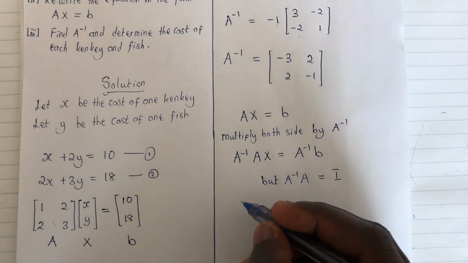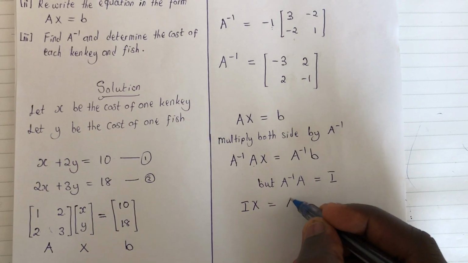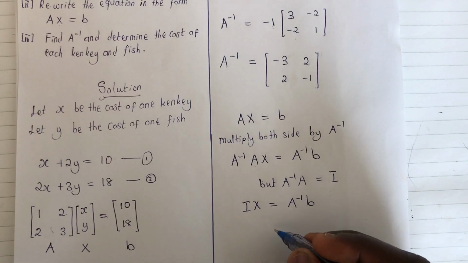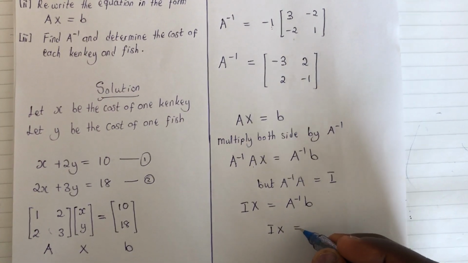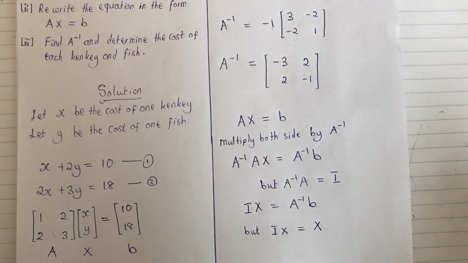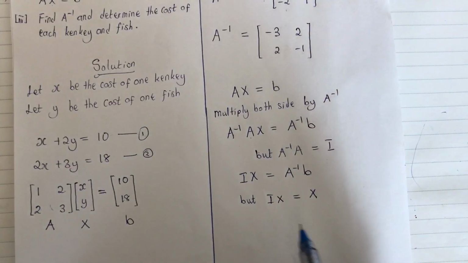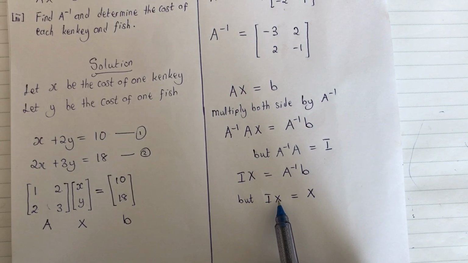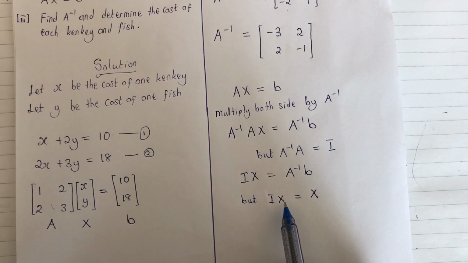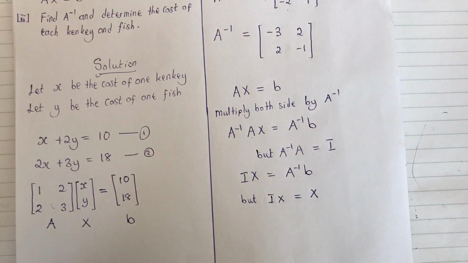I. So now we have Ix equals A inverse of what? B. Also, Ix equals what? X. What this means is that when you multiply the identity matrix by the variable X, which is standing for a separate matrix on its own, the result is still what? X. Let me give you an example.